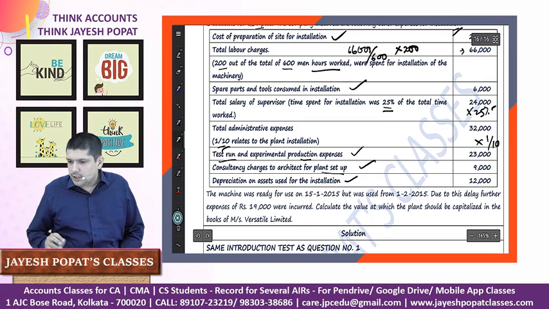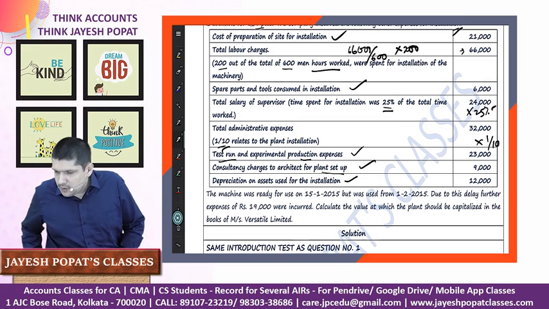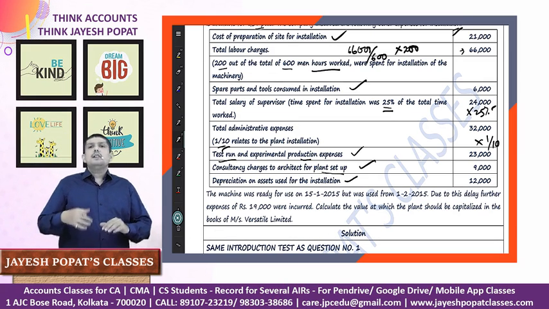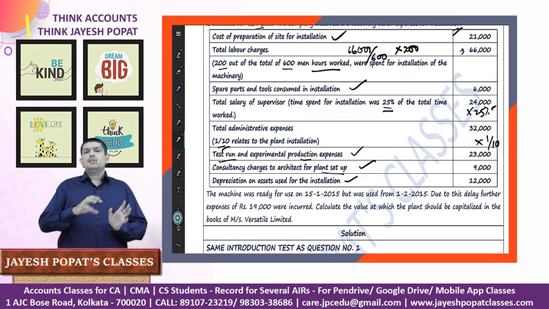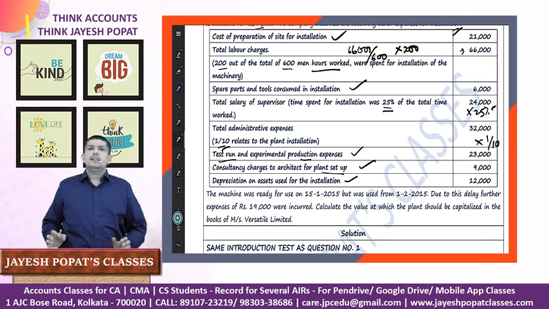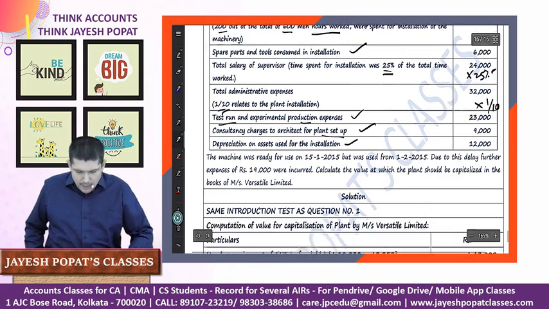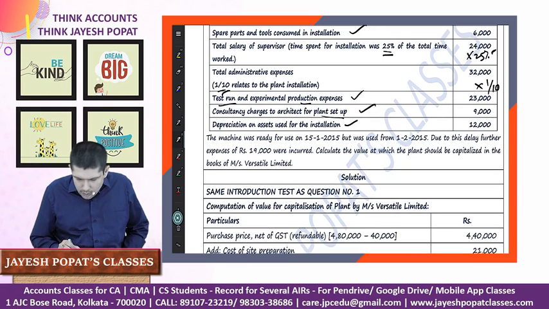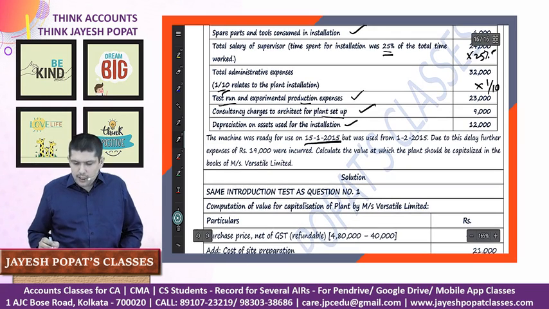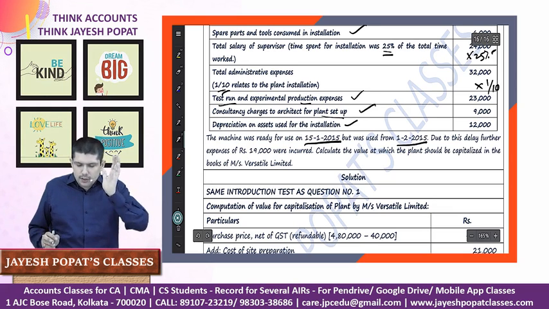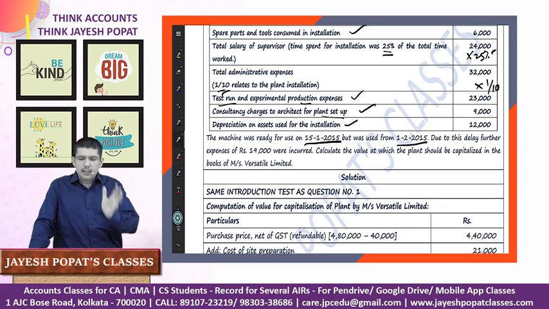Depreciation on asset used for installation. So there are certain assets which we have used in installing this particular item of PPE, right? So depreciation of this asset should be taken as cost of the item of this PPE. The machinery was ready for use on 15th January 2015, but was used on 1st February 2015. So it was ready on 15th of January, but we did not use it. We used it from 1st of February.